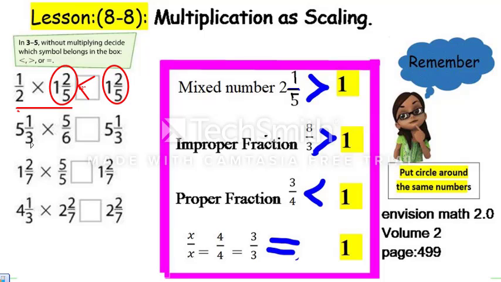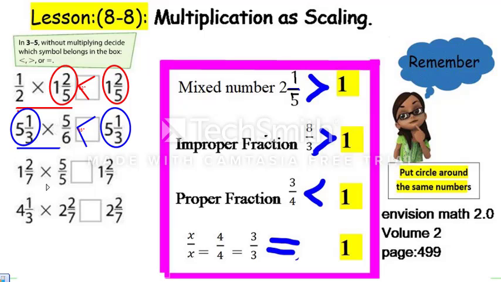Exercise 2. Before you solve, put a circle around the same numbers, which is 5 and 1/3. Now we have 5 and 1/3 times 5 out of 6. 5 out of 6 is a proper fraction because the numerator is less than the denominator, and a proper fraction is less than 1. When I multiply my number here on the left by a number less than 1, the product is going to be less than the other number on the right. So the product here is less than 5 and 1/3.